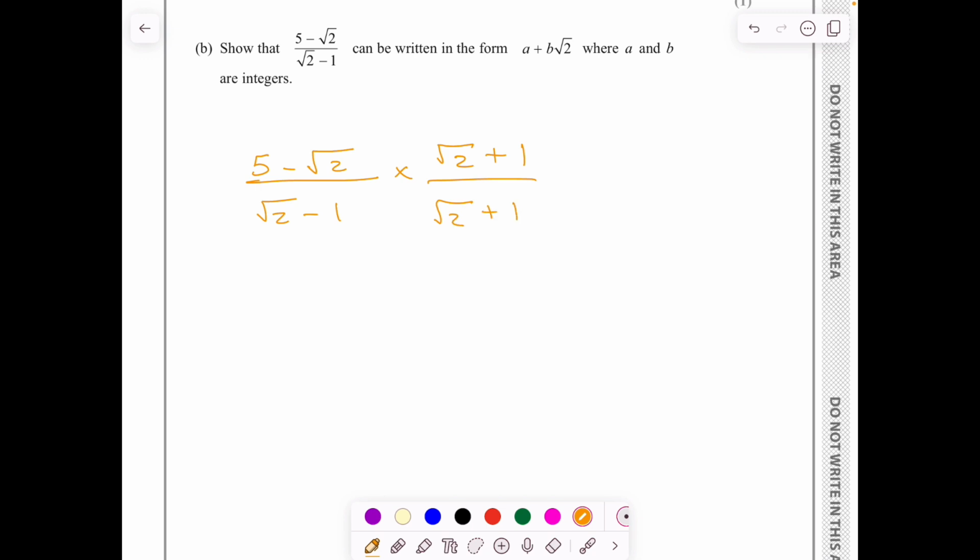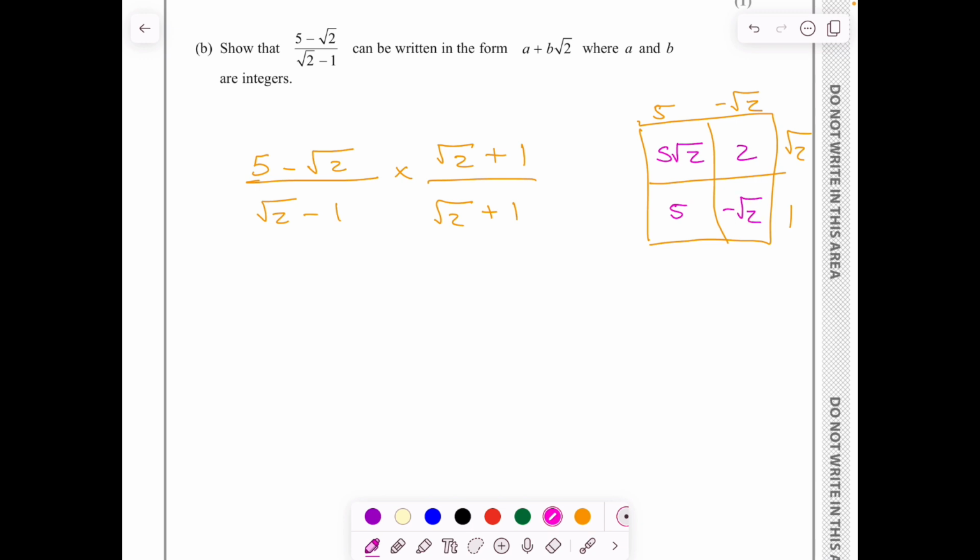So let's sort out the numerator first by working out what 5 minus the square root of 2 times square root of 2 plus 1 is. So 5 times the square root of 2 is 5 square root 2. Minus square root of 2 times square root of 2 is just 2. 5 times 1 is 5. And the square root of 2 times 1 is minus square root of 2.